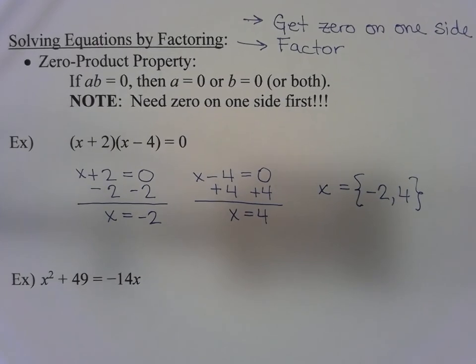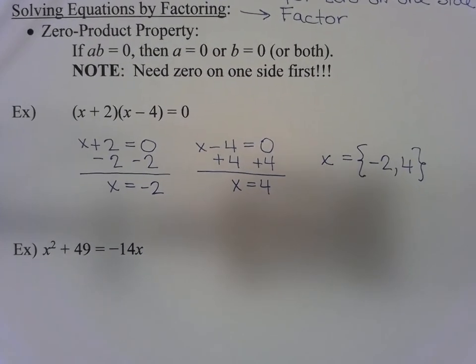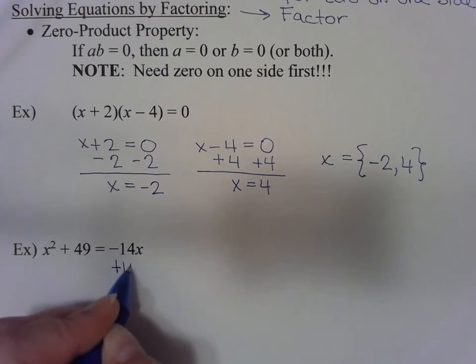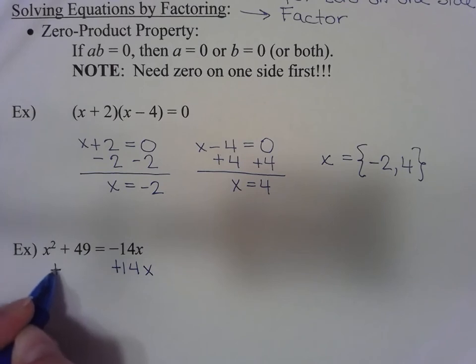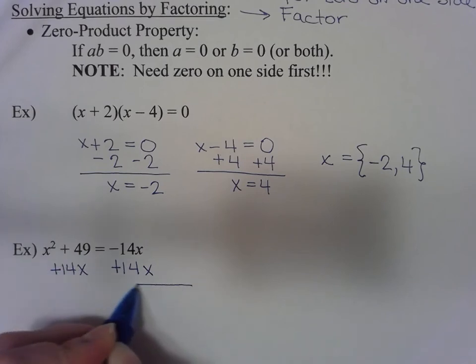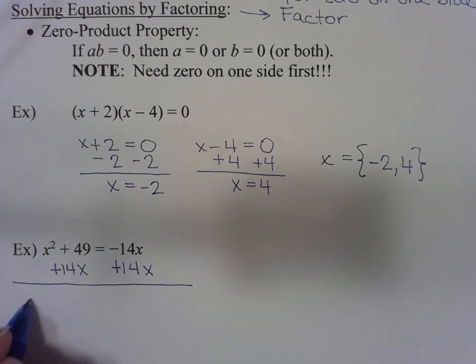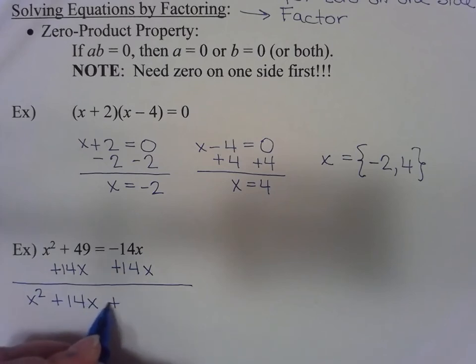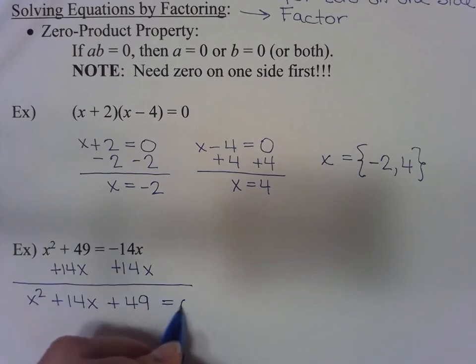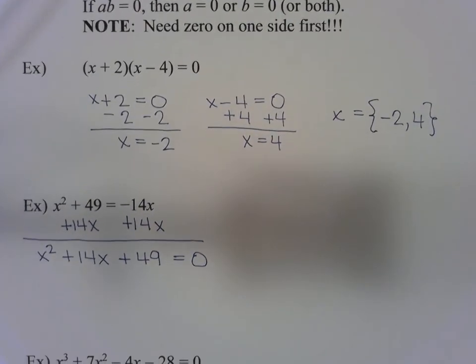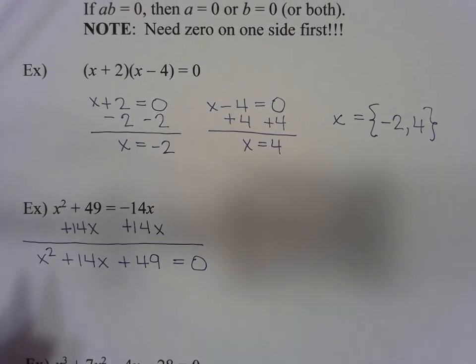So this next one, remember the first step we said was we want to get 0 on one side. So we want to move everything over. So let's move this 14x over to the left by adding. When we add it to the other side, we want to write that left-hand side in the way that we're used to seeing it, right? With descending powers of x. So I'm going to squeeze it in the middle. Okay, so we have 0 on one side.